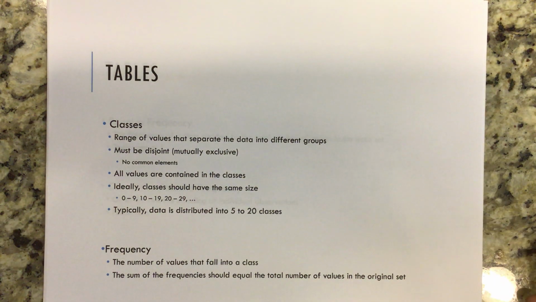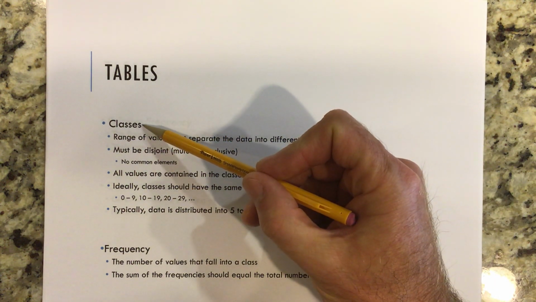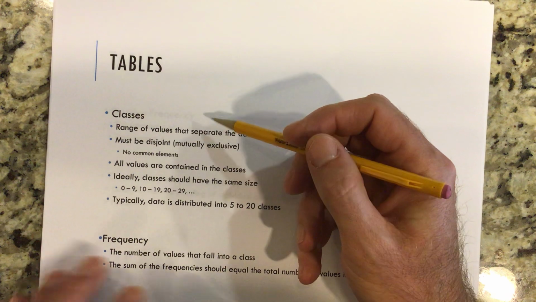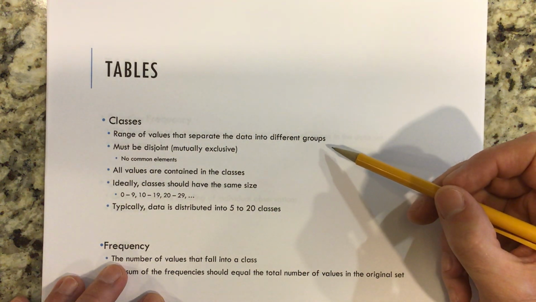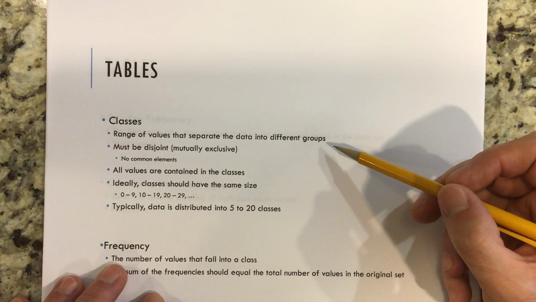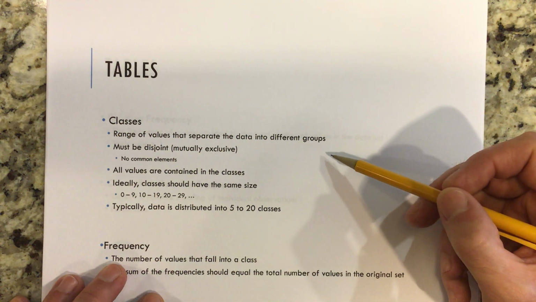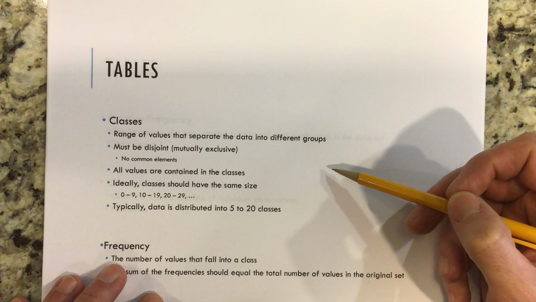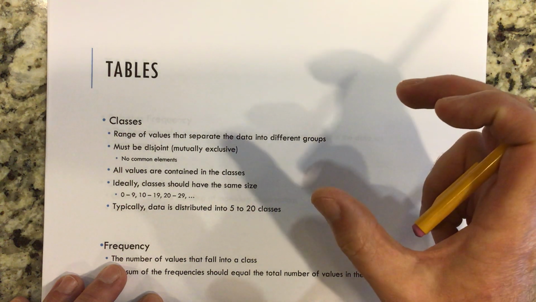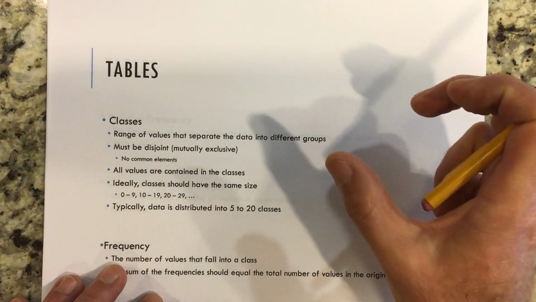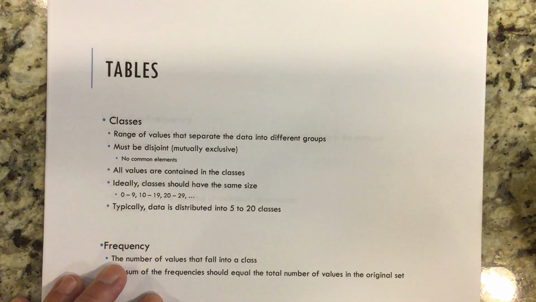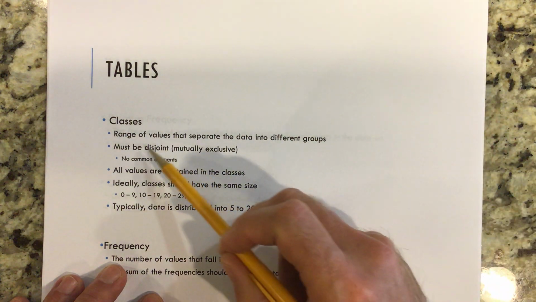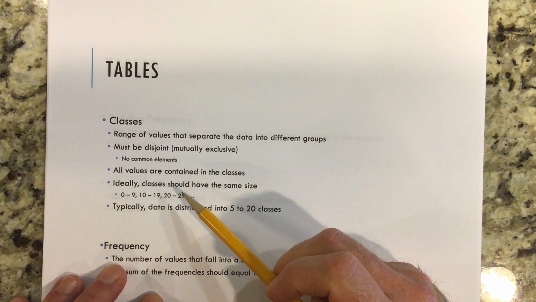When you make a table, you need to organize your data into what we call classes. Okay, a class is simply a range of values. So I could, for example, with grades, say 90 to 100 is an A, 80 to 90 is a B, so on and so forth. That would be a class. It's a set of values that I group together. So I need to put my data into classes.